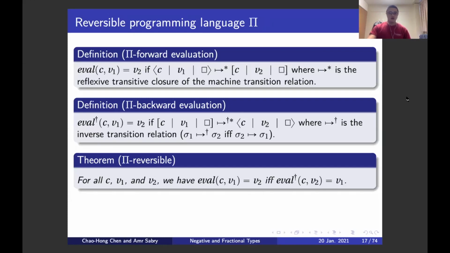And to define the evaluation, we just define it as we run C1 on V1 with empty context, and then in the return state, V2 is the result of this evaluation. And since Pi is a reversible language, we can also define this backward evaluation. So in here, we just use this relation, which is the inverse transition relation. And we can prove that these two are inverse of each other. So Pi is actually reversible.